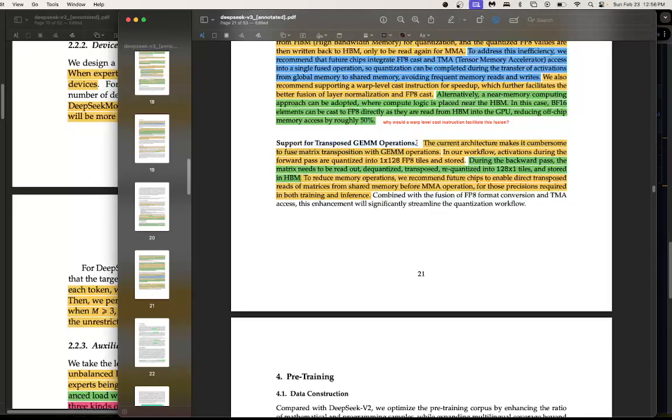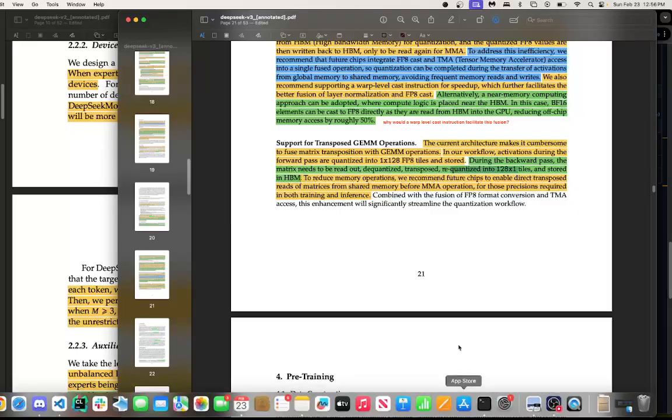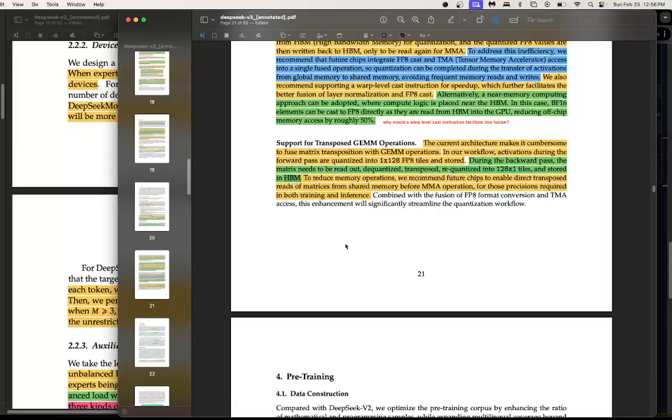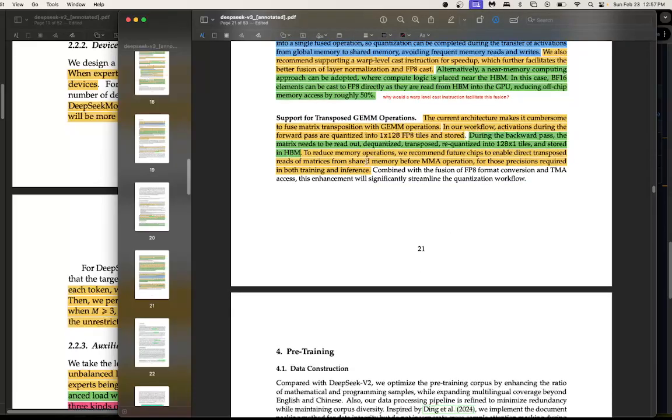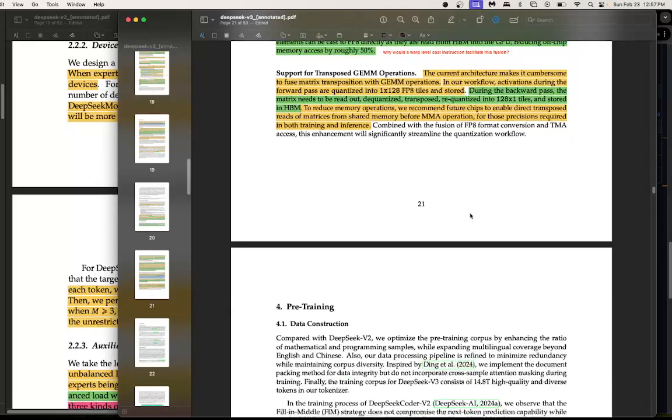Support for transposed GEMM operations. This is what I was talking about a second ago; I got confused. Basically they're saying in the forward pass, activations are quantized into 1 by 128 FP8 tiles and stored. In the backward pass, the matrix needs to be read out, dequantized, transposed, and requantized into 128 by 1, like a row vector now, and stored to HBM. So they would recommend that future chips be able to do a direct transposed read before an MMA, so they can avoid a bunch of these intermediate steps.